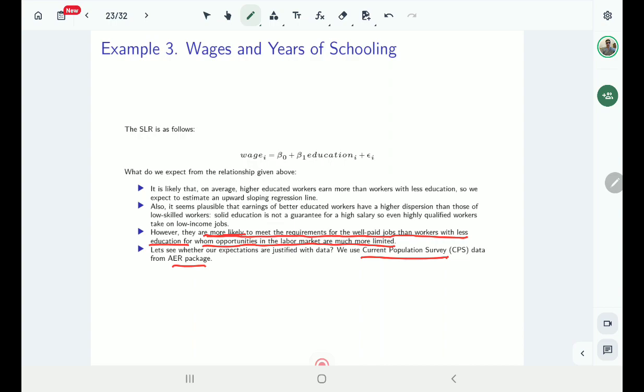Therefore, what we expect is this. First, we're expecting that highly educated people are going to earn more on average compared to poorly educated people. And also the variance of earnings for highly educated people is going to be larger, because some highly educated people may take up poor paying jobs too. Therefore, you will get very high variance in the earnings of highly educated people compared to the variance of earnings of poorly educated people. Now let's see whether these expectations are justified.